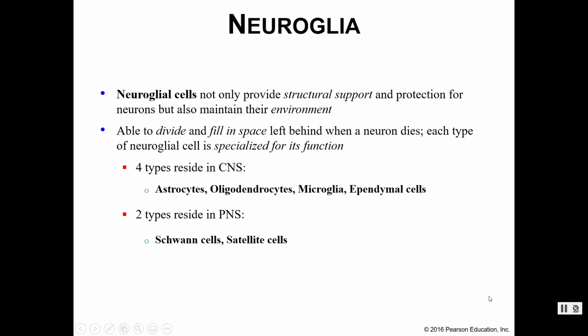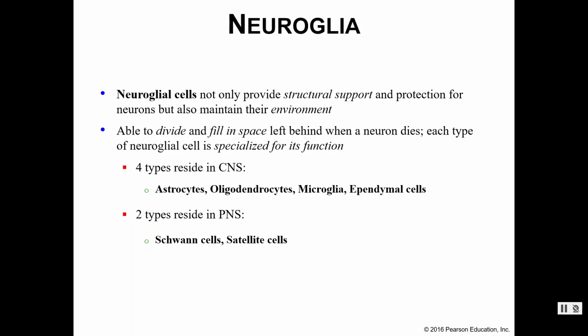Right, so we have additional cells that you find within nervous tissue. They are called neuroglial cells, and this is a whole group of cells. These provide structural support and protection for the neurons, and they also help maintain the environment of the nervous tissue itself. Now, these are kind of special because neuroglial cells are able to divide. They're able to do mitosis. Okay. They also can fill spaces left behind if a neuron dies.